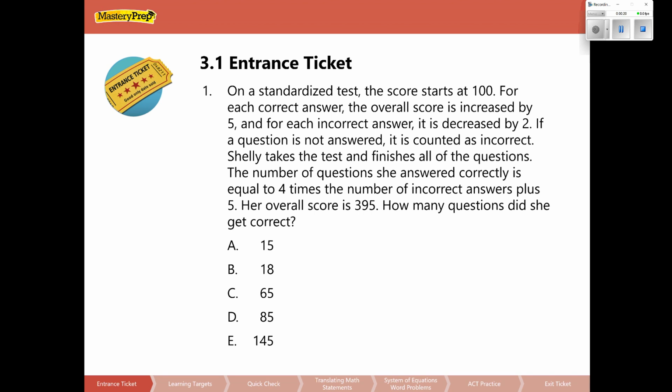Okay. So if we look at this first problem here.